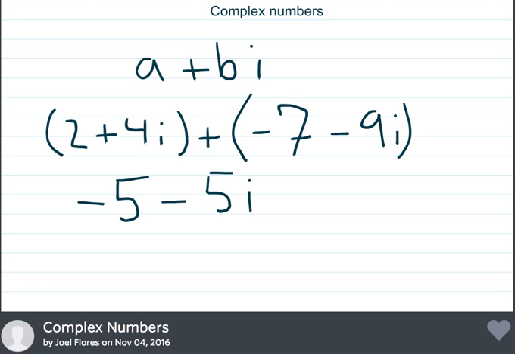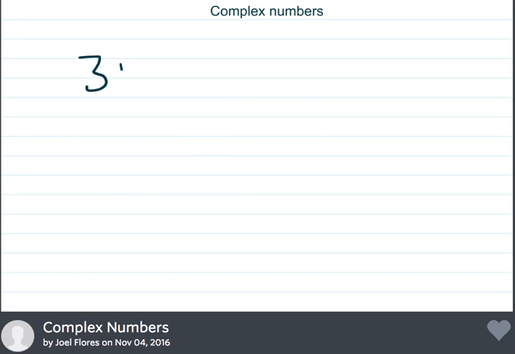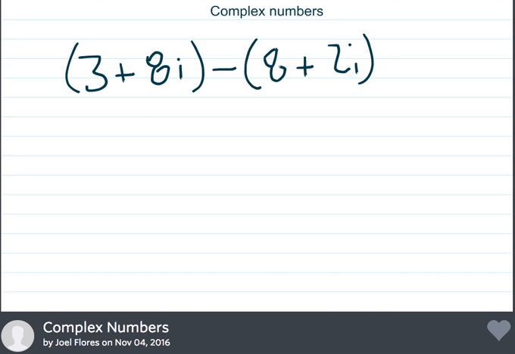Now we'll move on to subtraction. We'll start off with 3 plus 8i minus 8 plus 2i. So what we're going to want to do is distribute the minus sign in the middle through the right side of the problem. So 3 and minus 8 will leave us with -5, and then distribute that to the 2i, that'd be a minus 2i, so that will leave us with plus 6i.